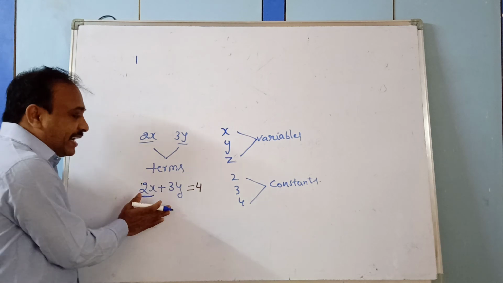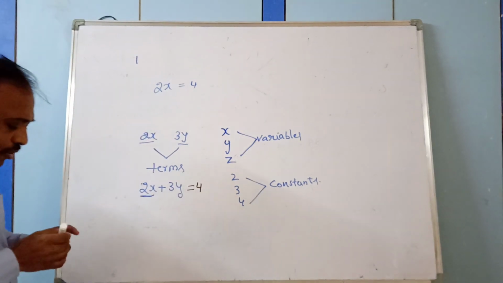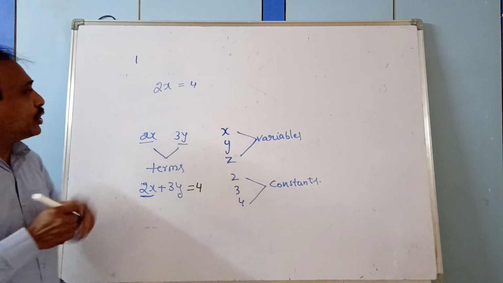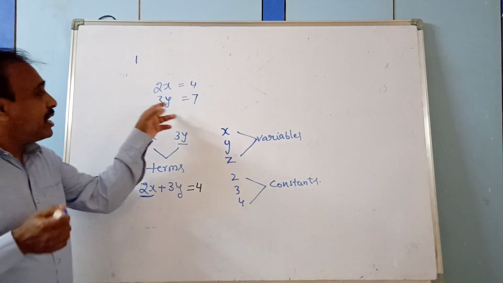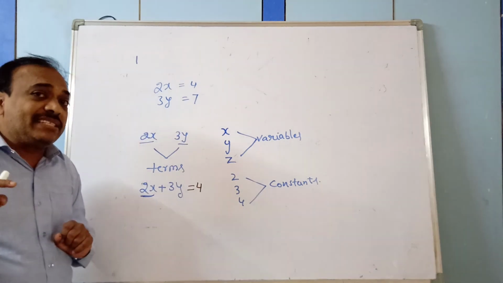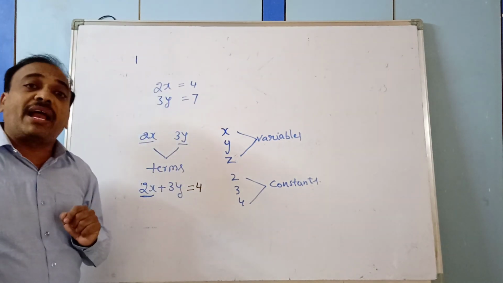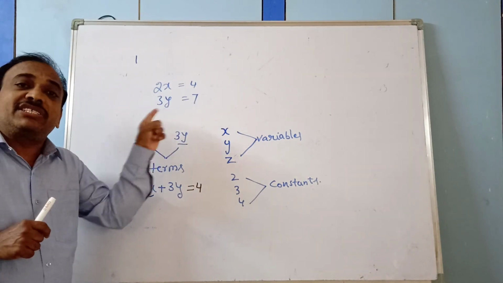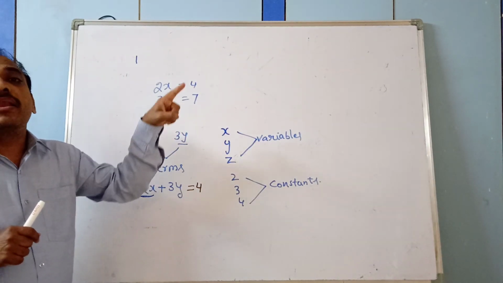But before naming this one, tell me, 2x is equal to 4. How many variables do we have? Only one variable, x. And 3y is equal to 7. How many variables do we have in this? Only one variable. These equations are in one variable. So what do you call such a type of equation? A linear equation in one variable.